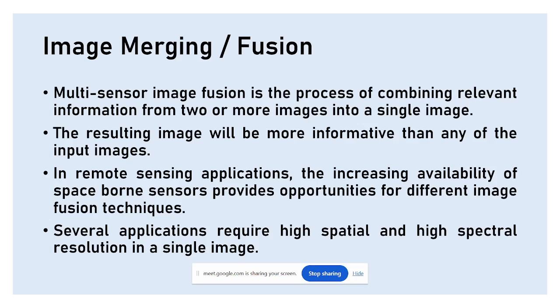In case of image merging or fusion, multi-sensor image fusion is the process of combining relevant information from two or more images into a single image. You might have two images, where one image contains some particular detail and the other image contains another thing in much more detail. If you combine both images, you will get a wholesome idea of that particular region. The resulting image will be more informative than any of the input images.